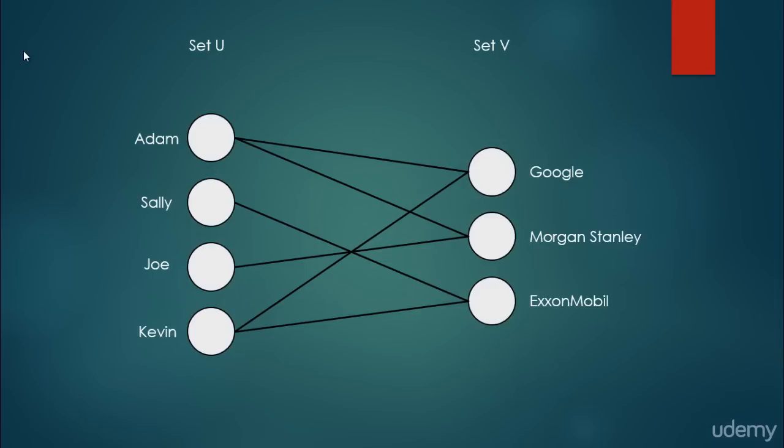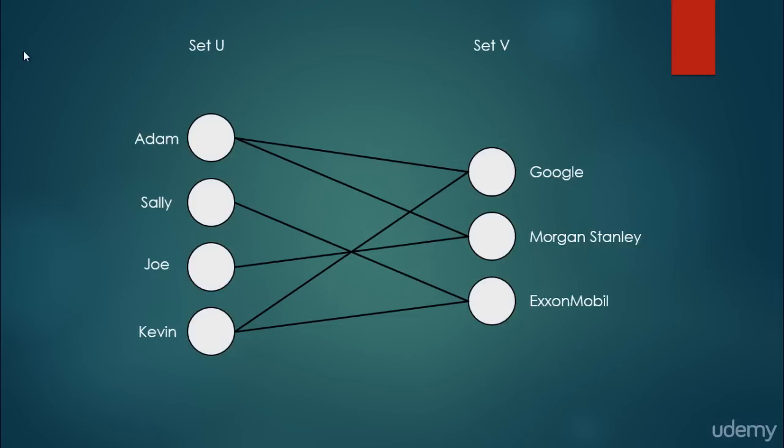So for example, we have the set U. It contains the applicants Adam, Sally, Joe, and Kevin. We have the set V. It contains the jobs, for example, a job at Google, a job at Morgan Stanley. It can be some quantitative finance stuff, for example, concerning stock markets and arbitrage situations, the Black-Scholes model, and so on. ExxonMobil, for example, if you are an economist.